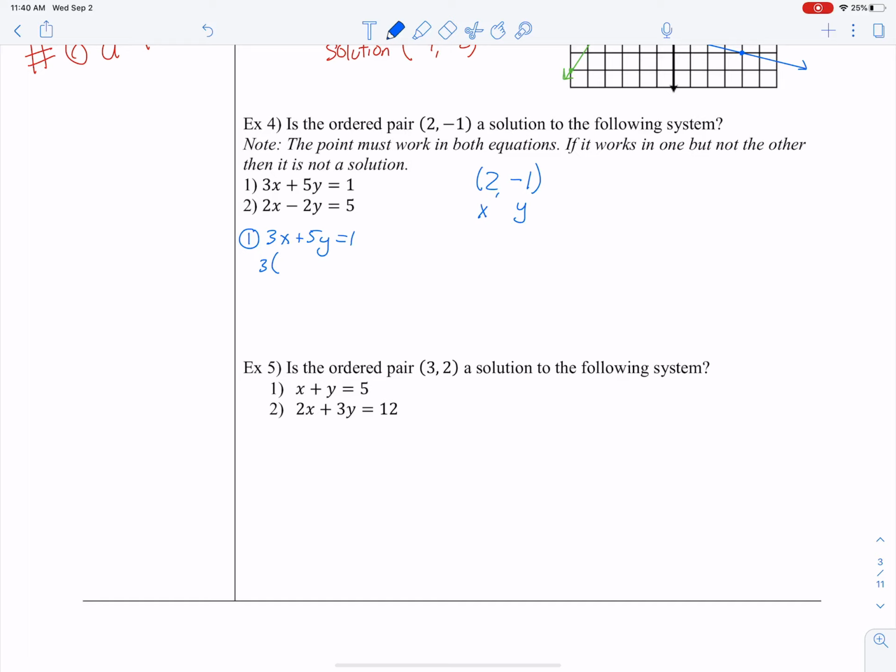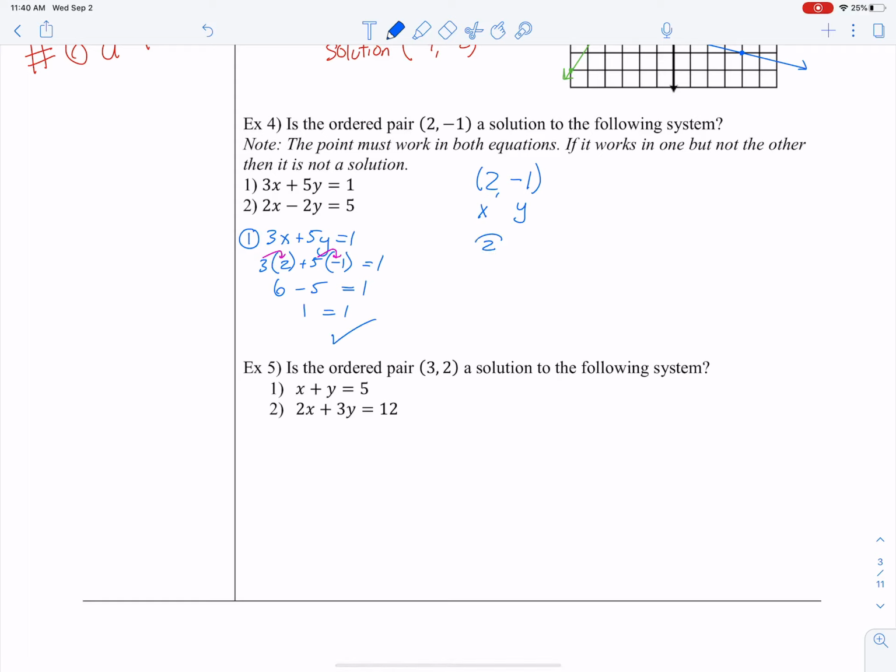Instead of our x, we're going to write 2. Instead of our y, we're going to write minus 1. Now we need to solve here. This means multiplication, so we do the multiplication. 3 times 2 gives us 6. 5 times minus 1 gives us minus 5. 6 minus 5 is 1. 1 is equal to 1. Those are the same numbers on each side, so that passes.